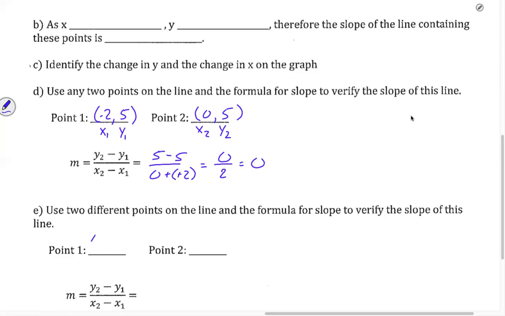The 2 points we found were 2, 5, and 3, 5. So let's label them. We're going to go ahead and substitute them in. So 5 minus 5 over 3 minus 2. That's 0 over 1, which is 0. So again, you can see we're on the same line there because they appear to be on the same line in the graph and have the same slope.